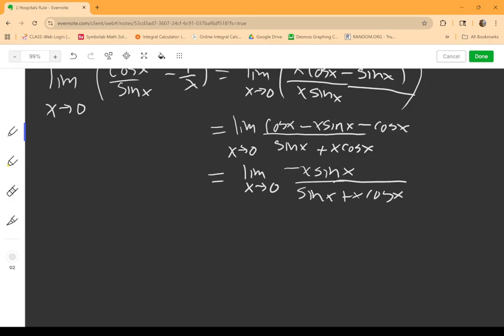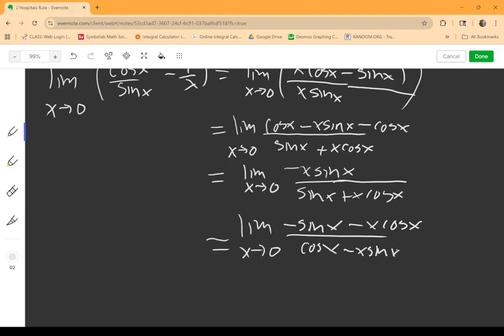Again, as I plug in 0, I still have an indeterminate type, 0 over 0. So I'm going to do this at least one more time and apply L'Hopital's rule. We get negative sine x minus x cosine x. Down here we'll have cosine x, minus x sine x, plus cosine x. We use the product rule for x cosine x.